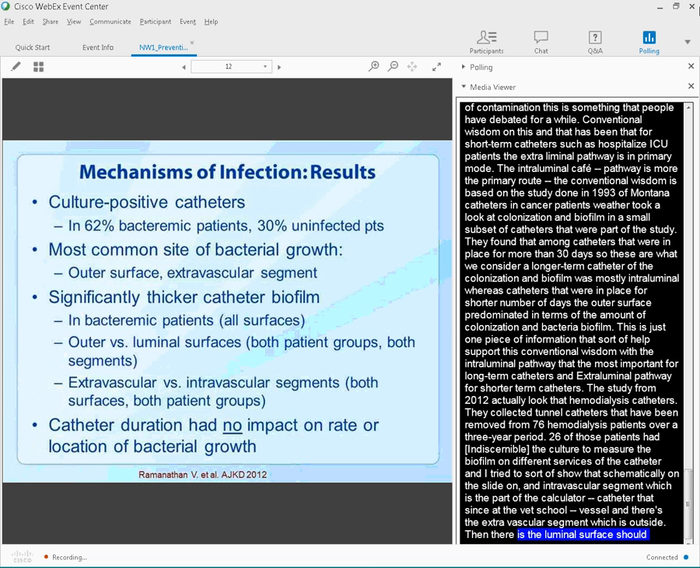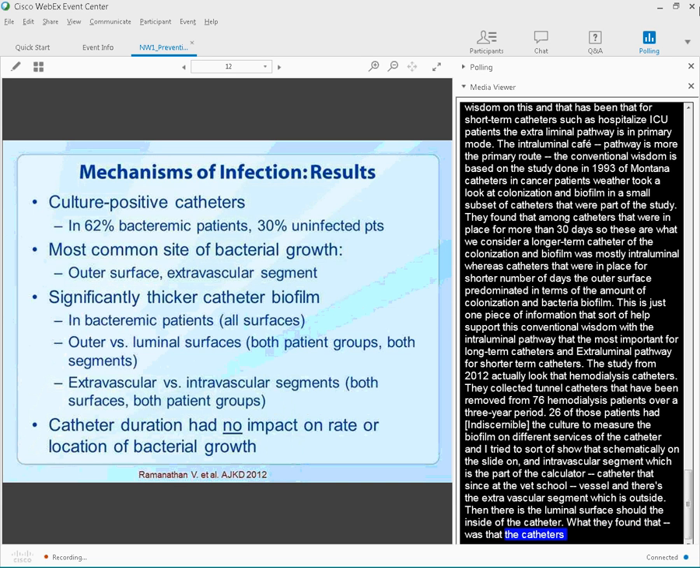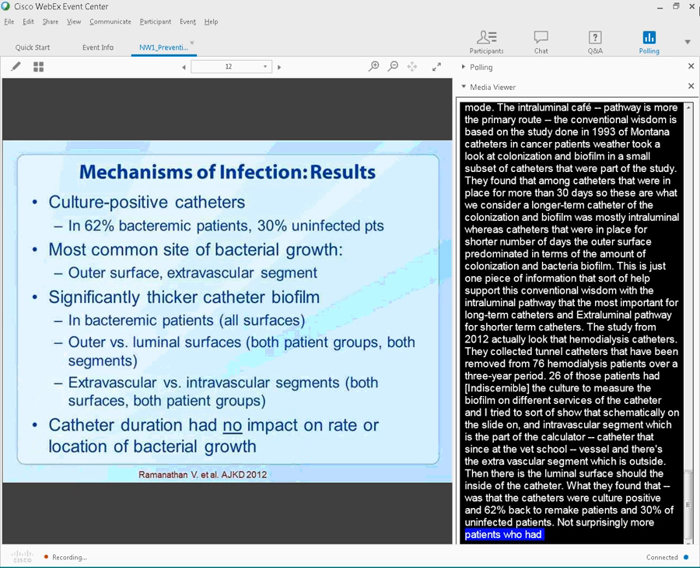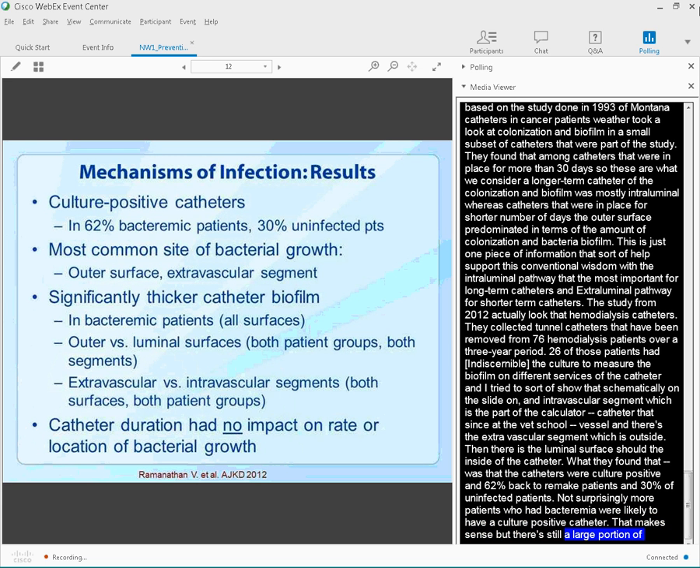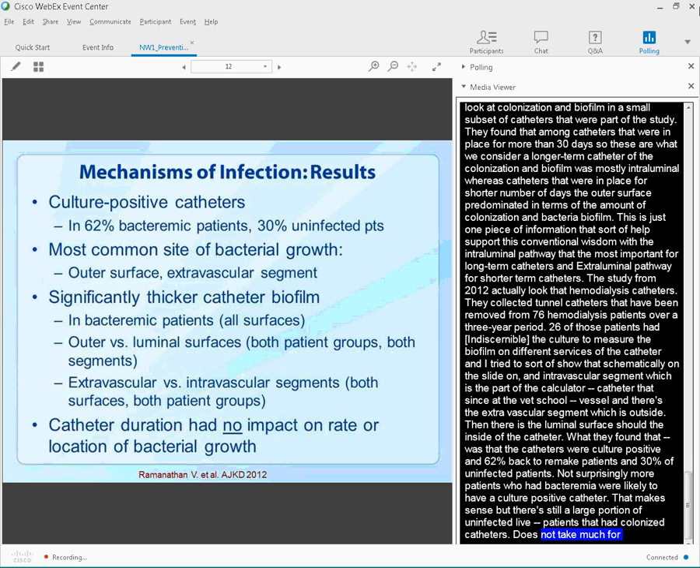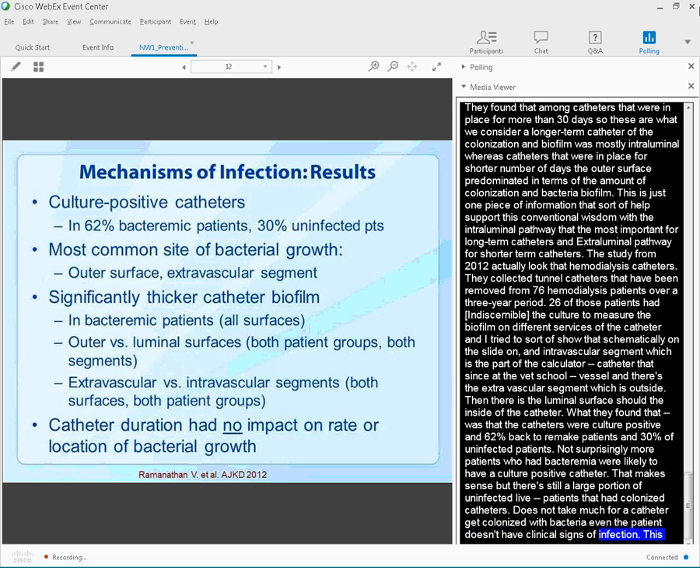So what they found was that the catheters were culture positive in 62% of bacteremic patients and 30% of uninfected patients. There's two things that are interesting here. Not surprisingly, more patients who had bacteremia were likely to have a culture positive catheter. Again, that makes sense. But there's still a large proportion of uninfected patients who have culture positive catheters. So it doesn't take much for a catheter to get colonized with bacteria, even if the patient doesn't have clinical signs of infection. This is another testament to why catheters are considered so high risk.